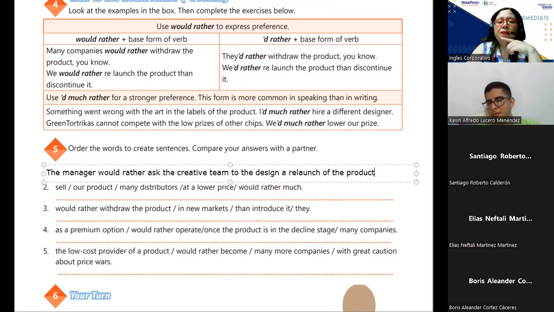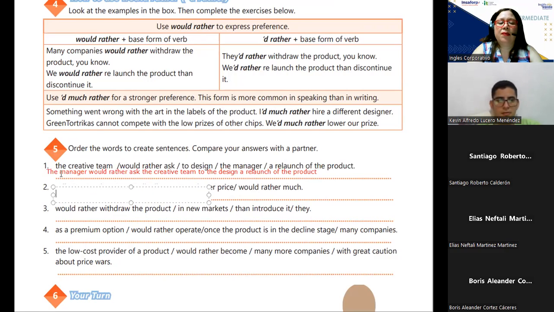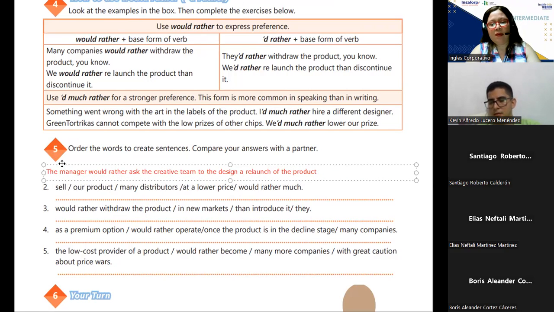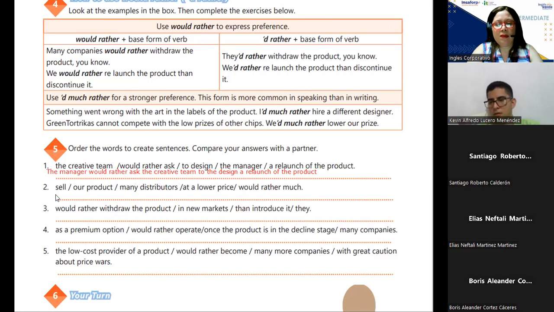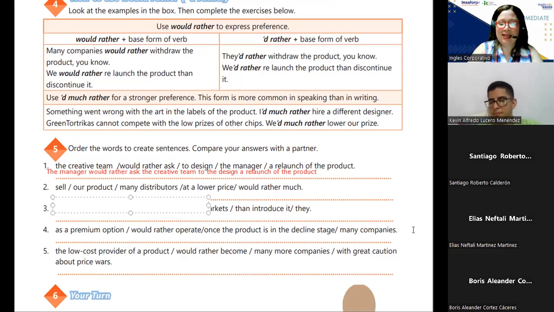So number 2. Many distributors would rather much sell our product at a lower price. Okay. Sorry, one second. I'm trying to get the text box here, because of the format. Okay, then what's the subject? Again. Many distributors would rather sell our product at a lower price.